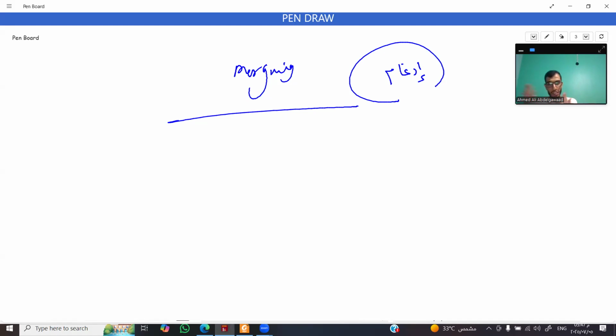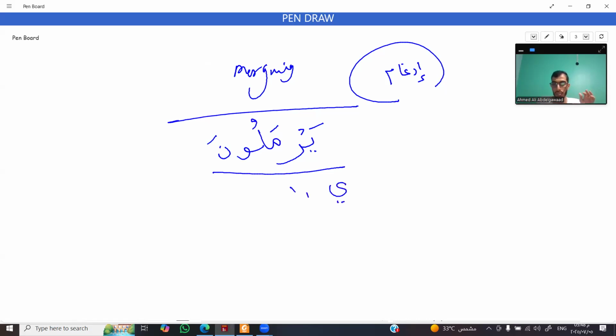As you know, we have some letters. You can say these are letters of idgham. We can say these words in a word. You can say it's called yarmaluna. Yarmaluna. These letters are letters of idgham, of merging. We can say it's ya, ra, meem, lam, waw, noon. Good job. Excellent.